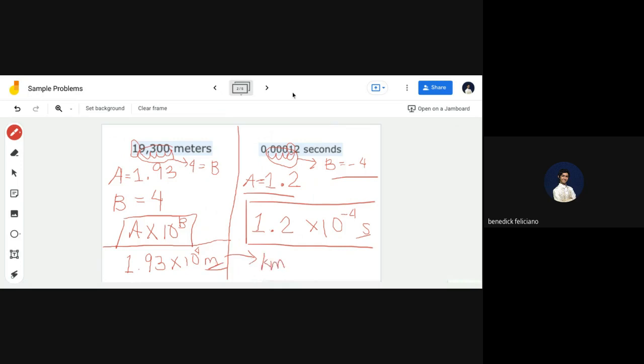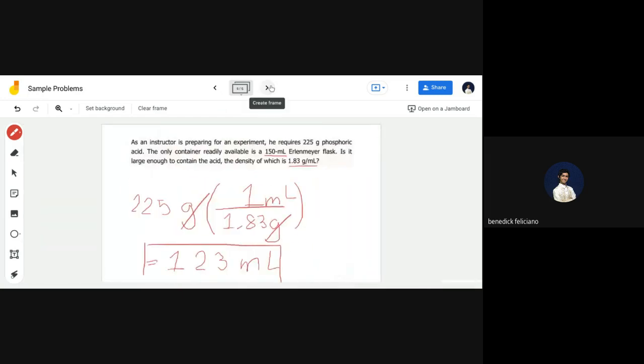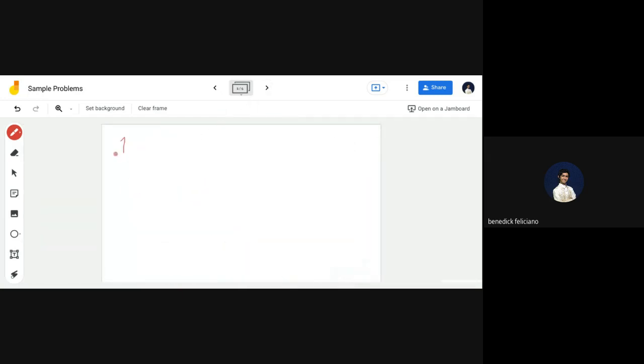So first, let's make another slide. We have 1.93 times 10 raised to 4 meters. We want to change it into kilometers. As we all know, 1 kilometer is equal to 1,000 meters, or 1 times 10 raised to 3 meters.